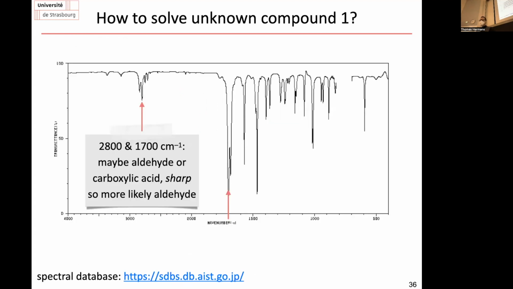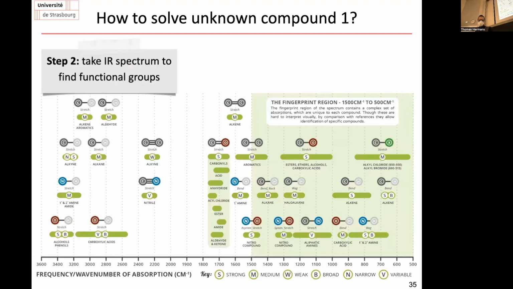Okay, this is the infrared of our unknown compound. What do we see? We see something at 2800, which is quite sharp. And we see something at 1700, which is quite intense. Okay, so let's look at this table, 2800. So either we have a carboxylic acid or we have an aldehyde.